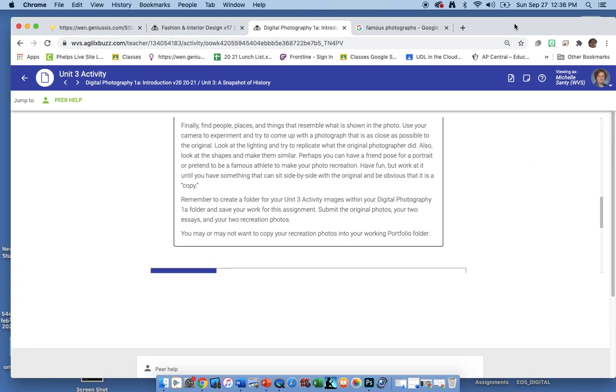But again, that should give you a good idea of what's needed in this assignment. You can have fun with it. It doesn't have to be exactly the same. You just want the same, similar shapes and stuff. And again, one needs to be before the 1940s and one needs to be after the 1940s, all the way up to modern day. So that gives you a lot of leeway.